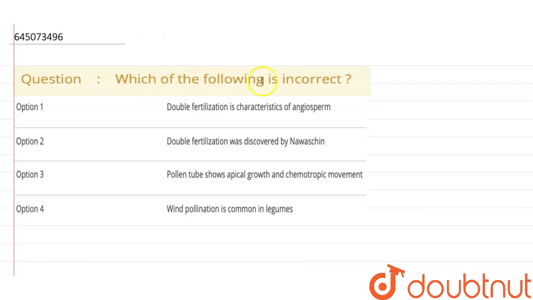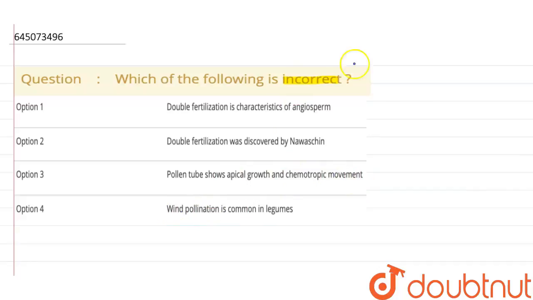Hello. Here the question is which of the following is incorrect. Out of the following statements we have to discuss the incorrect statement. Statements are: first, double fertilization is characteristics of angiosperm. Second is double fertilization was discovered by Navashin. Third is pollen tube shows apical growth and chemotropic movement. And last is wind pollination is common in legumes.